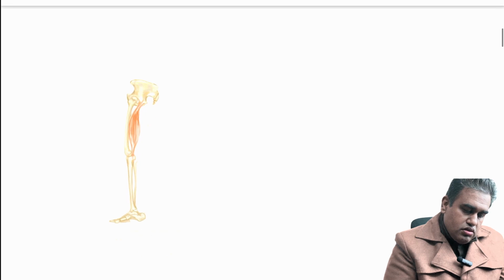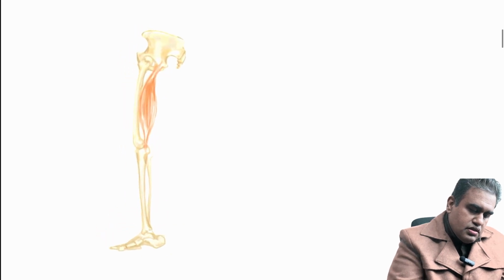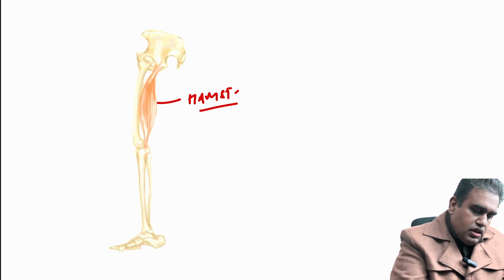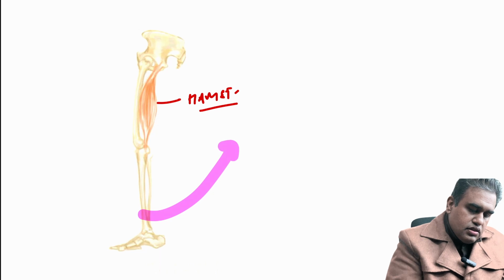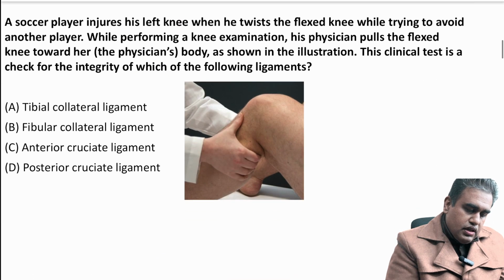Let's see an image over here also. This image is showing us the lateral view. These are all the hamstrings, and when they contract, the lower limb will actually move in this direction. The leg will move. That is flexion. Okay, fair enough. Let's see the next one over here.